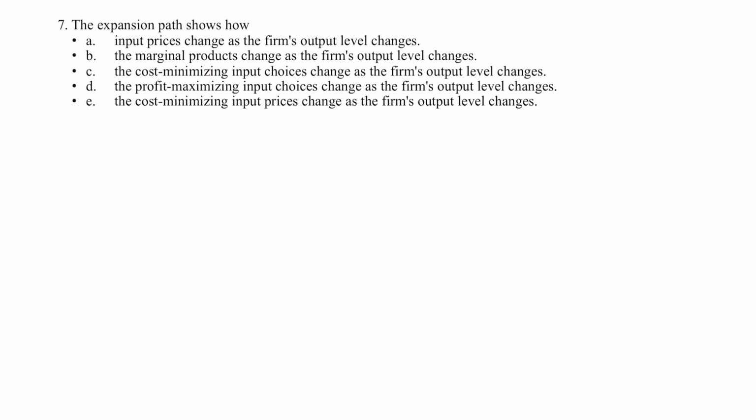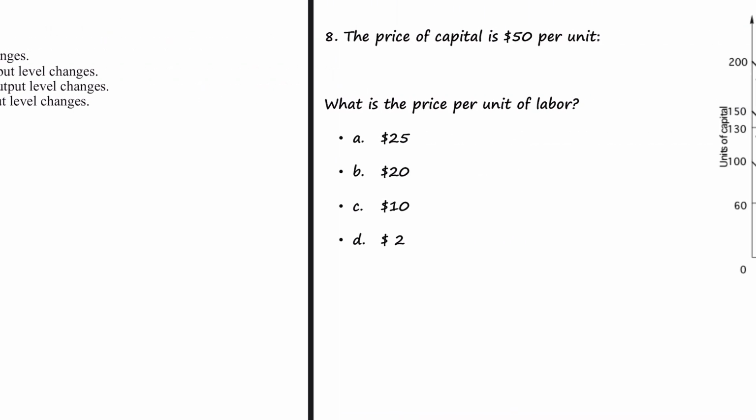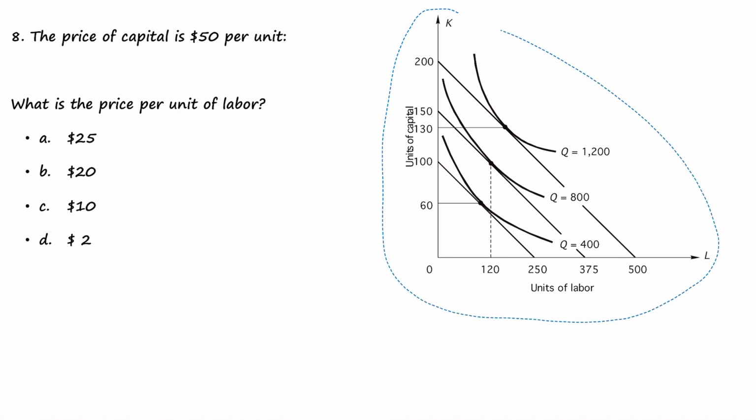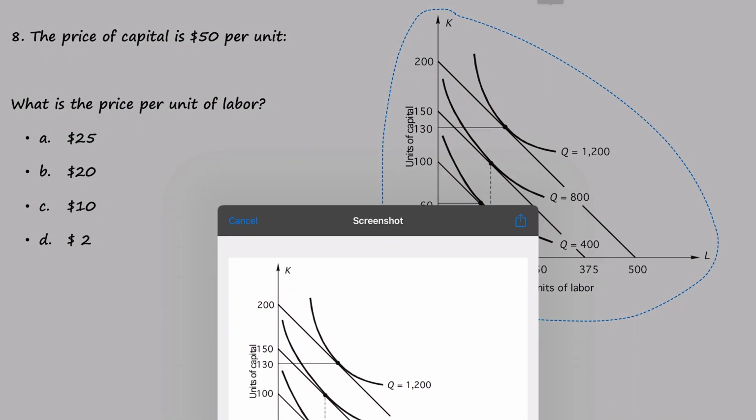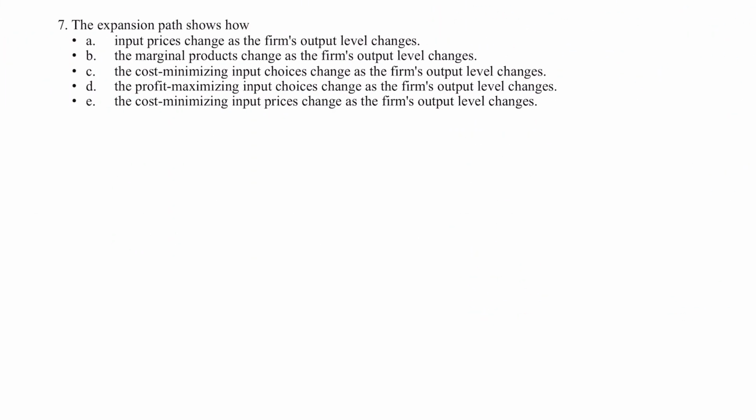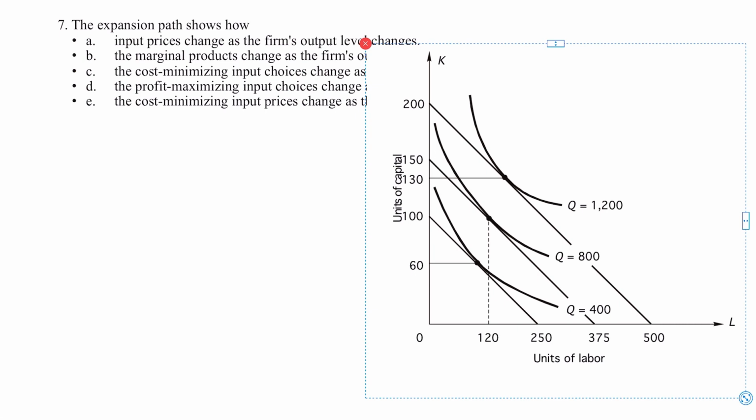The expansion path shows us the connection of optimal points where different isoquants are tangent to different isocost lines. So I'm going to use our graph on question 8, and I'm just going to pull it over here real quick. And we're going to acknowledge that this will probably not be a very beautiful picture, but that's all right.